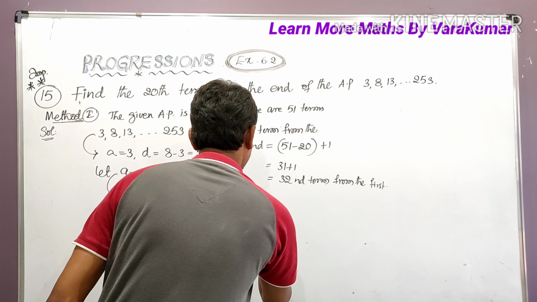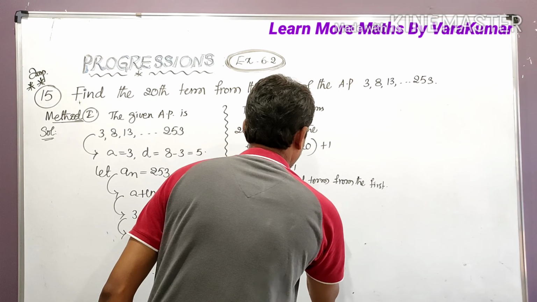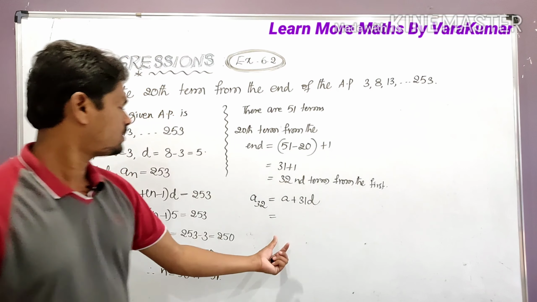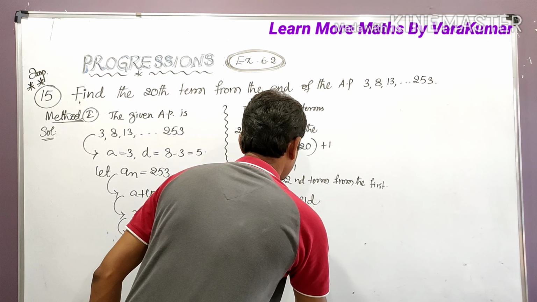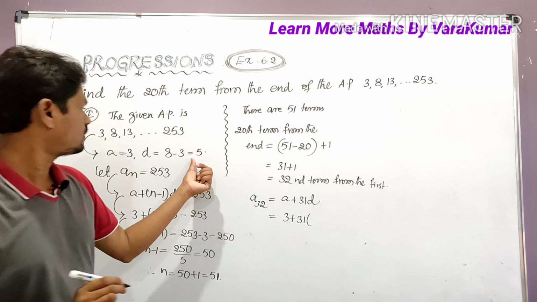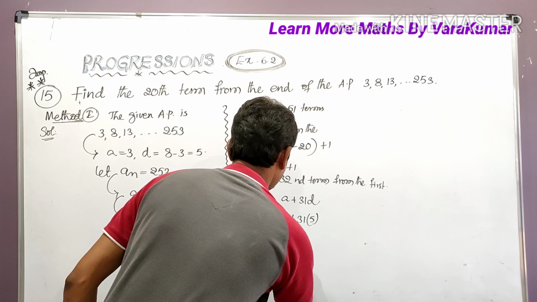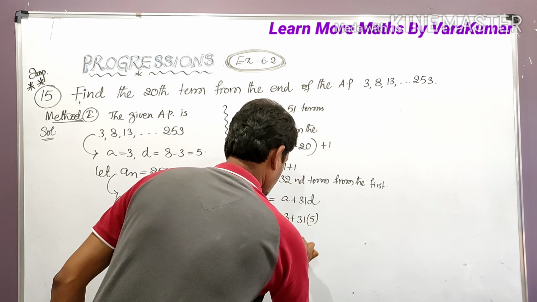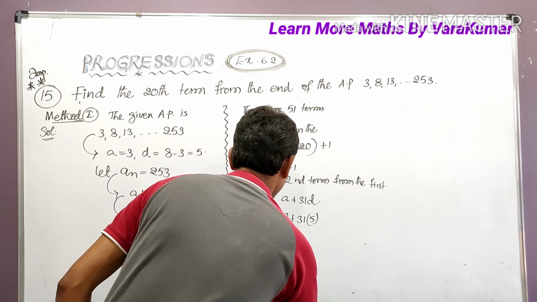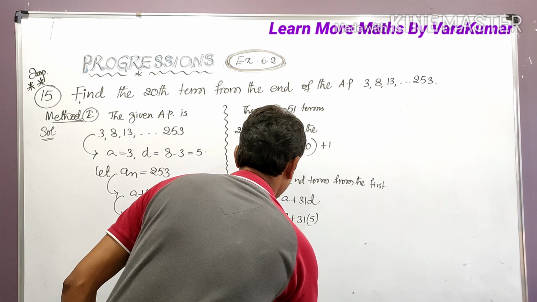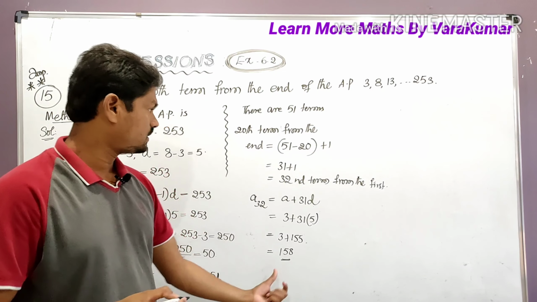A32 is equal to A plus 31D. A value is 3, plus 31 into D value, which is 5. So 3 plus 155, since 5 ones are 5, 5 threes are 15, giving 155. That is 158. Therefore the 20th term from the end is 158. It is the first method.